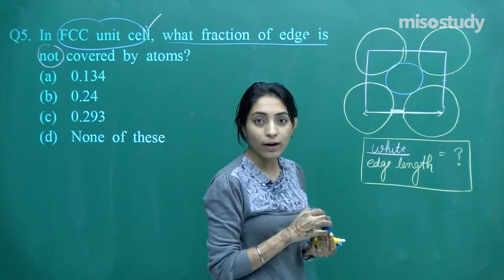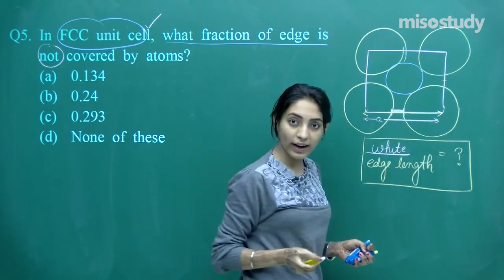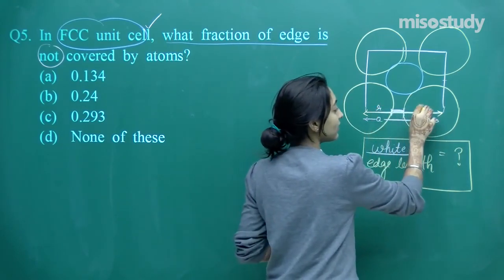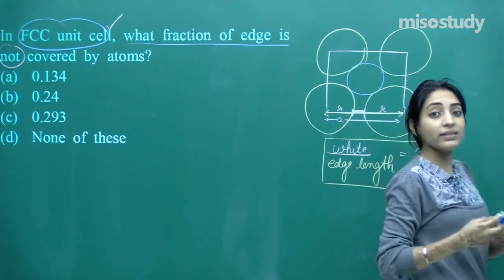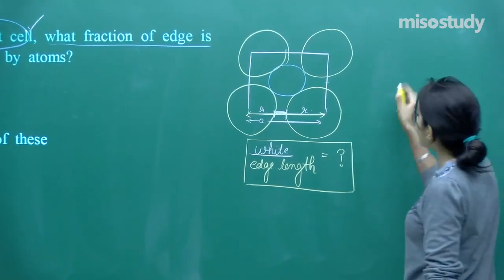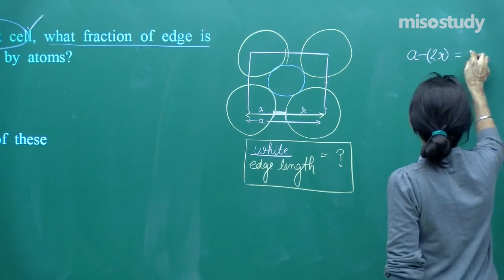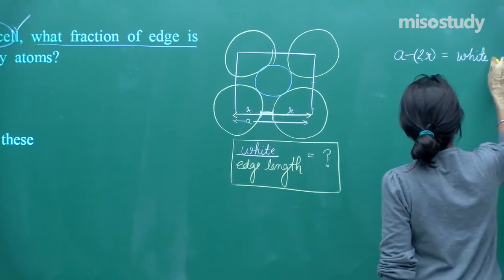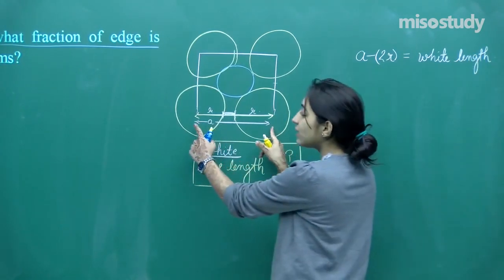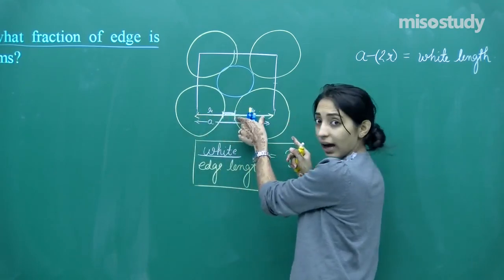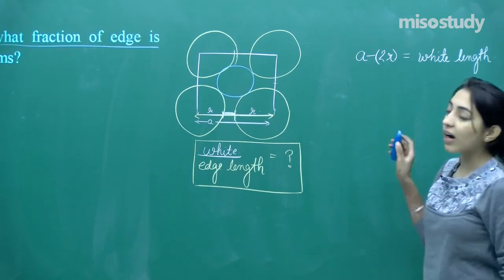Now guys, let us try to figure out what is not covered. This whole length is A, which is the edge length, right? And this distance is the radius, this distance is the radius, but the two are not touching each other. So what is not occupied? If I take A and subtract 2 times R from it, this is actually the white length. See guys, the total is A, subtract R, subtract R. So A minus 2R is nothing but this white thing, which is the uncovered portion.